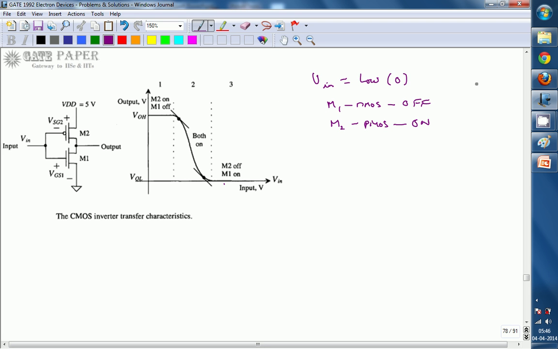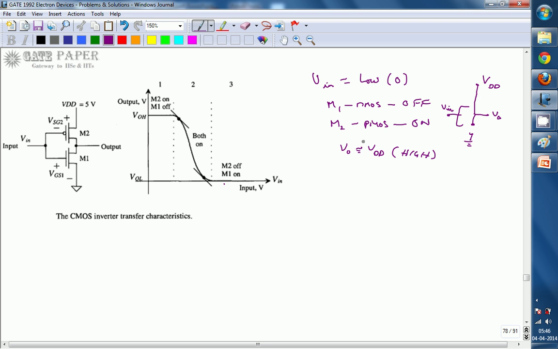So the diagram is going to look like this: M2 will be in the on condition and it is connected to V0 and VDD, whereas M1 will be in the off condition for the given input V input. So by that time V0 is approximately equal to VDD, which is nothing but high. So whenever the input is low level, only one transistor is in the on condition, that is PMOS, and the other transistor, NMOS, is in the off condition.